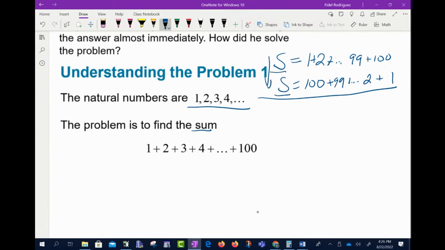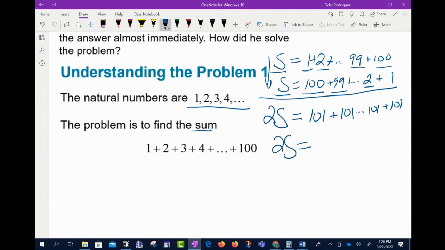notice I'm not just getting the sum, I'm actually getting twice the sum. But 100 plus 1 is 101. 2 plus 99 is also 101. All the way, 2 plus 99 again, 101. And 100 plus 1 is 101. So he said, look, I'm adding up the number 101 a bunch of times. But when we do repeated adding, that's the same thing as multiplying. So we're adding up the number 101.